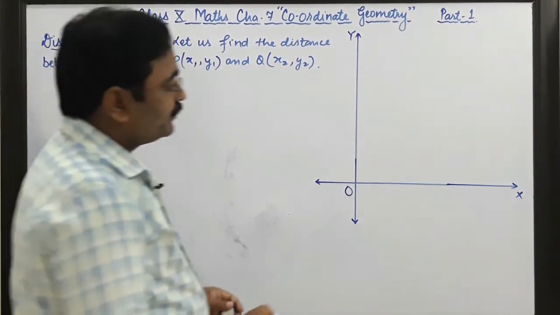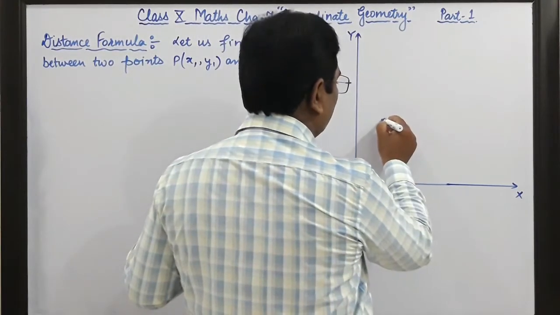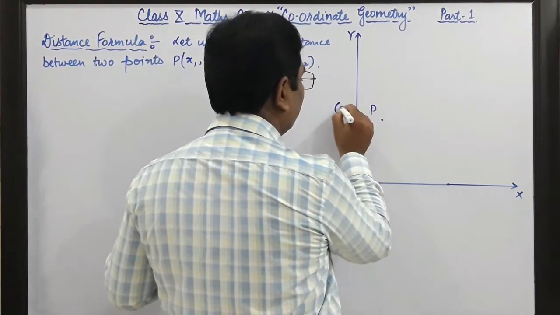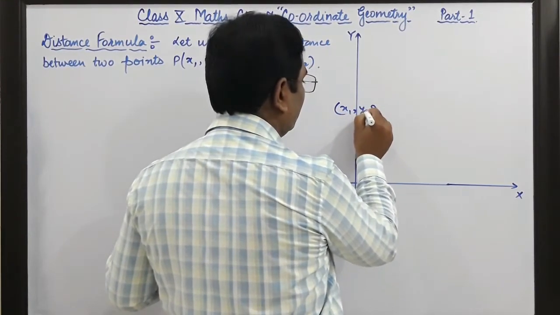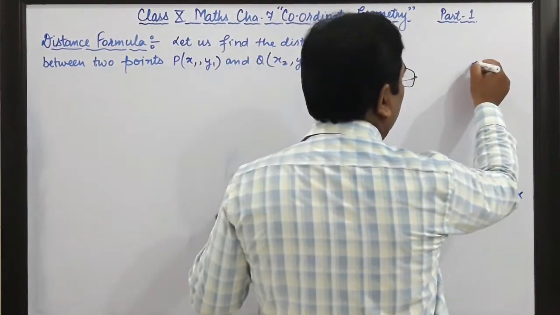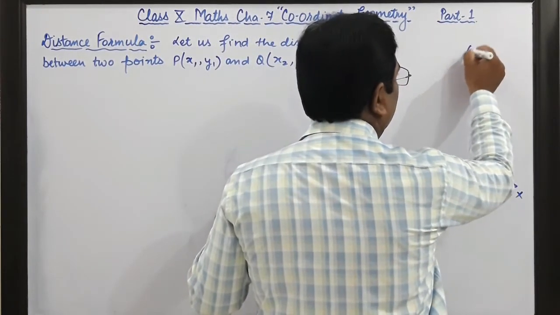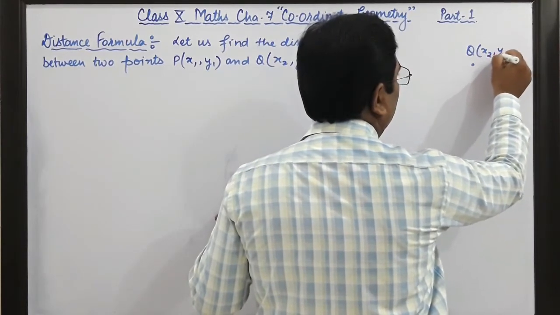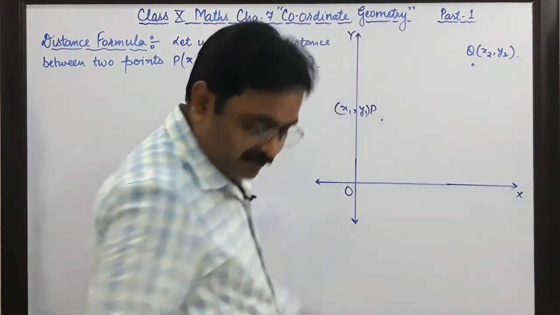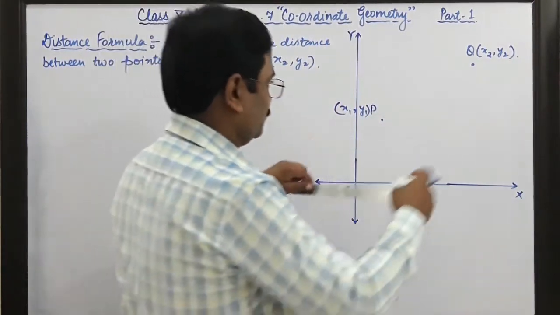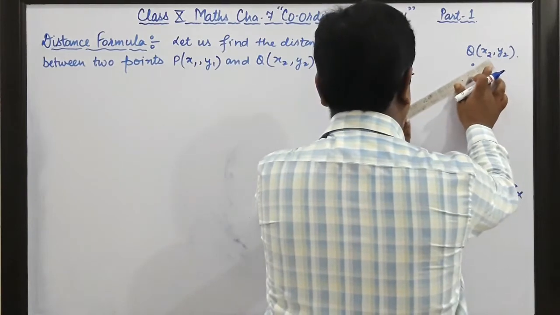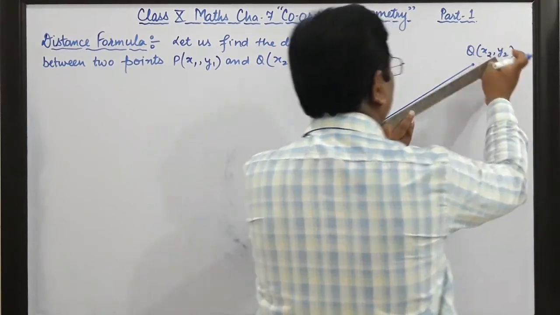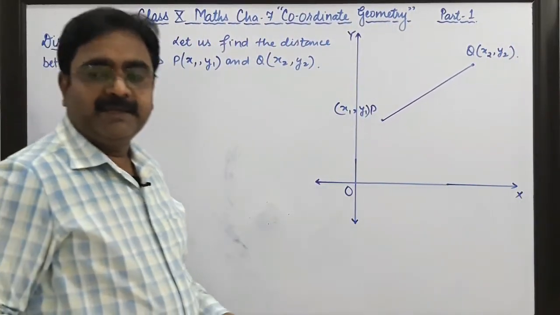Okay, so to find the distance between these 2 points, say this is the point P and its coordinate is x1, y1, and this point is Q, its coordinate is x2, y2. So we are going to find out the distance between these 2 points, the distance between P and Q.